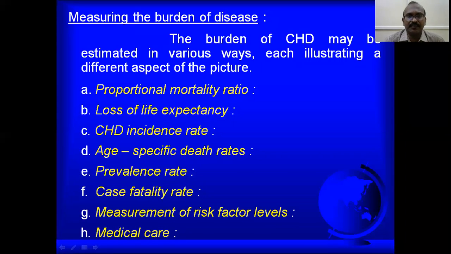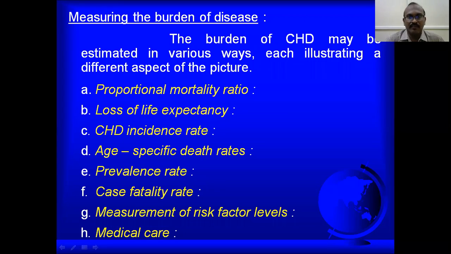Loss of life expectancy. It is observed that coronary heart disease may cause a reduction in life expectancy. If all the risk factors responsible for coronary heart disease are prevented or averted, there is a decrease in coronary heart disease, and this is reflected in an increase in the average lifespan from 3.4 years to almost 6.4 to 7 years. So there is an increase in life expectancy if all the risk factors related to CHD are controlled.